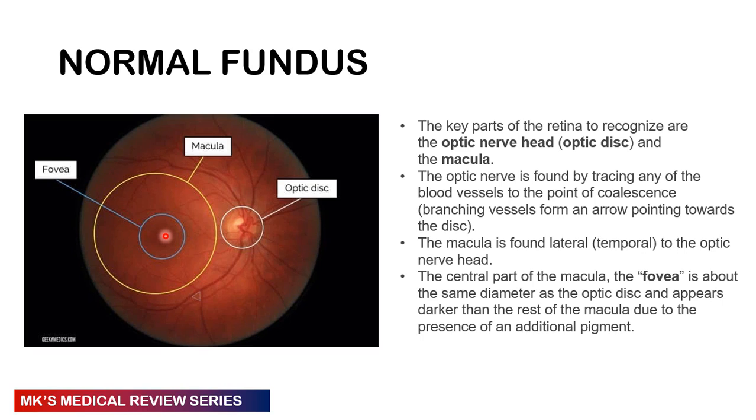Remember that the optic nerve is going to be found by tracing pretty much any blood vessel to the point where they merge or where they are branching off from. That's where you are able to find the optic disc. And then the macula lutea, the macula, is just right lateral to the optic disc. And then it has a small part here at the center, which is known as the fovea centralis. It's a darker pigment than the rest of the macula. So I hope you have a picture of this and you have a very good understanding.